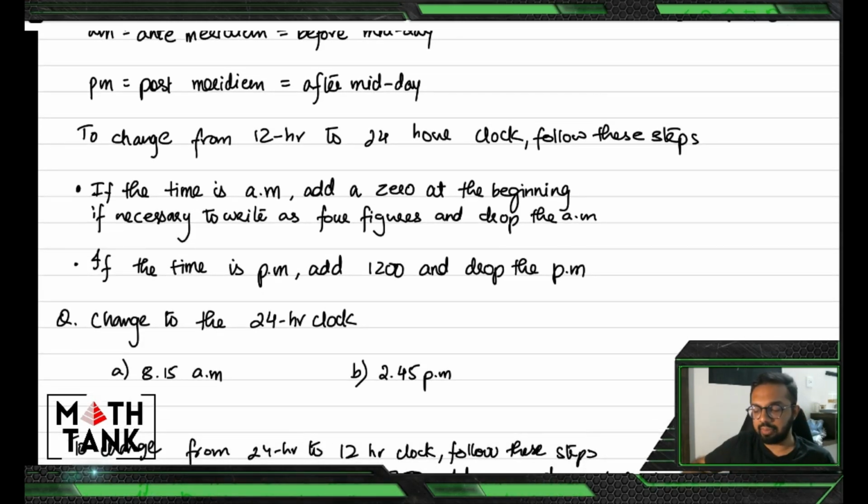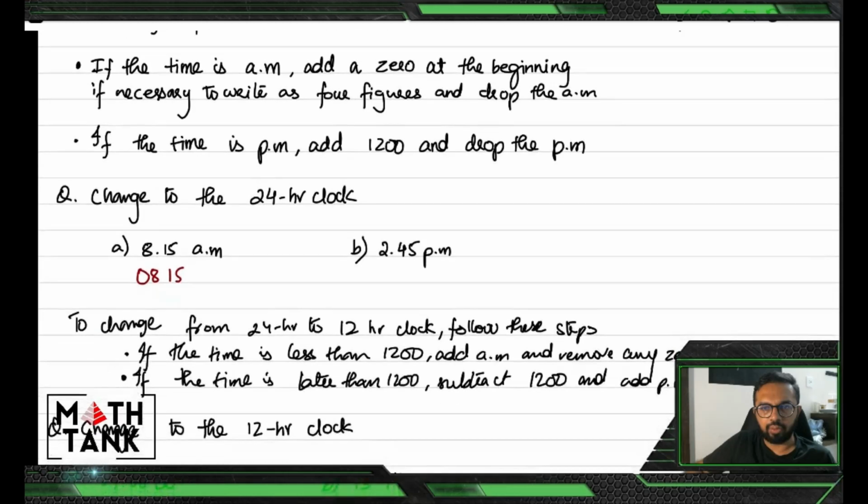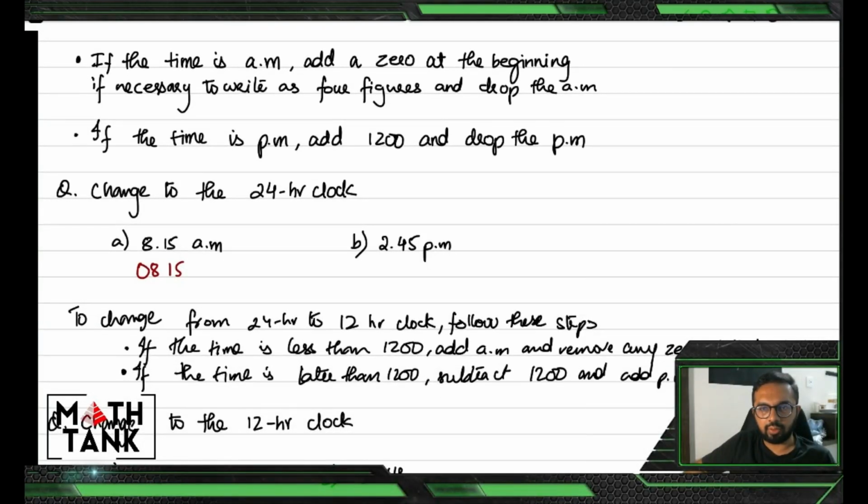If the time is AM, add a zero at the beginning if necessary to write as four figures and drop the AM. So you just need to convert it into a four-figure number and drop the AM. If the time is PM, add 1200 to it and drop the PM. So what am I going to do? This first one is 8:15 a.m. So this will simply become 0815, and I'm going to drop the AM. I've converted it into a 24-hour clock.